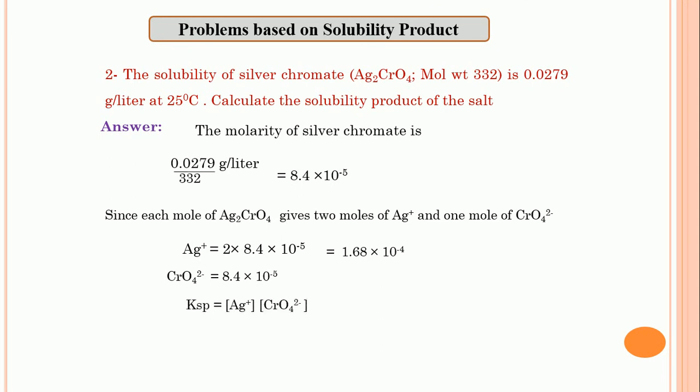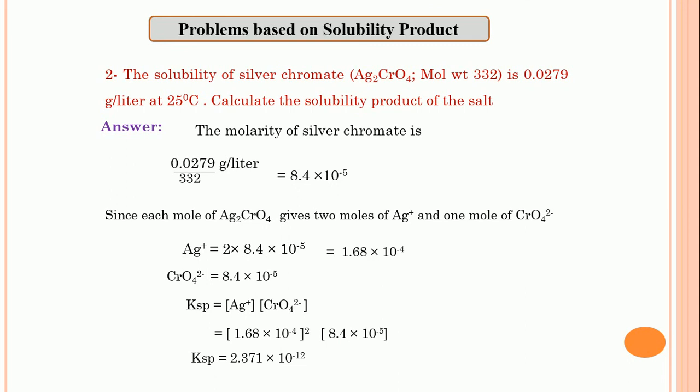Now see, Ksp is equal to [Ag+]2[CrO4 2-]. Now put the values. When you put the values, then we get (1.68 into 10 raised to minus 4) raised to 2 into 8.4 into 10 raised to minus 5. These are simply the values which are taken from the given equation. So put the values in the Ksp formula, and we get the answer: Ksp is equal to 2.371 into 10 raised to minus 12.